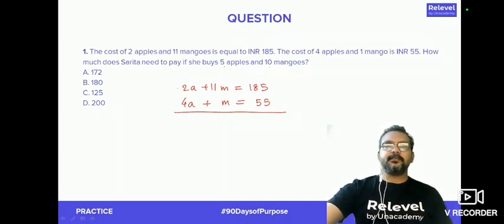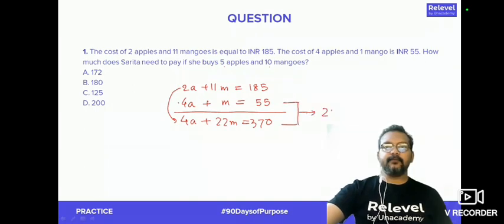So let us multiply this first equation by 2. So we will end up with 4 apples and 22 mangoes is 70. Subtract the second one and this one. You subtract, you will get 21 mangoes is equal to 315. That gives you m as 15. This m is 15.